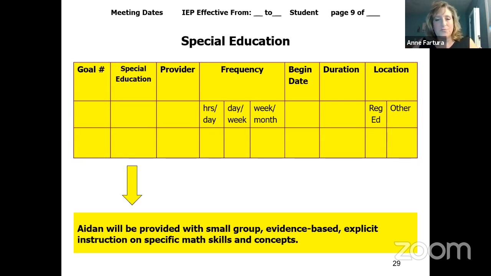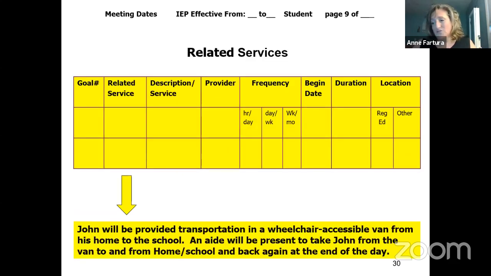Again, pretty much self-explanatory, except I'd like to talk about location really quickly. Regular ed would be checked off if the child is receiving that specialized instruction in a setting with typical students without specialized instruction or IEPs. If the group only encompasses students with IEPs, then we would be checking off other. So that might just be the special education classroom, things like that. Okay, I know that's really quick. Again, we can get to questions at the end if you still have any on that.